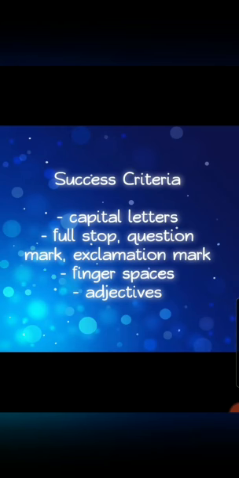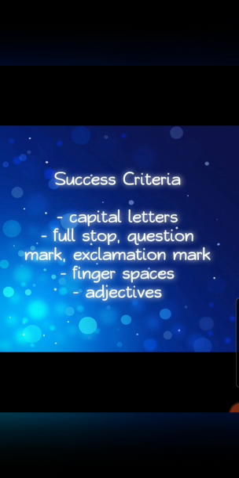Okay, children, before you write this part of the story, let's go through the success criteria, the checklist. This is what I want to see in your writing. Capital letters at the beginning of each sentence, and at the end of a sentence, a full stop, a question mark, or an exclamation mark, depending on the type of sentence you're writing. But don't forget, there must be some sort of punctuation mark at the end of the sentence. Use finger spaces between the words, and don't forget to use some adjectives to describe things to make your writing interesting. If you're using speech, if the characters are talking, use some speech marks just like I showed you.